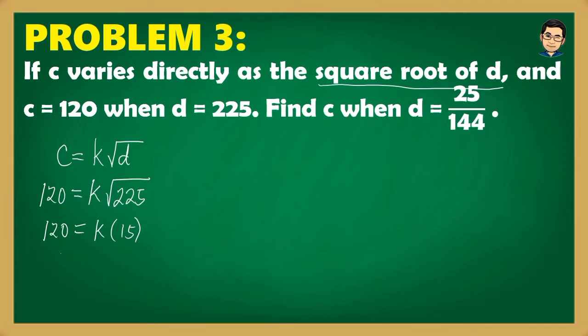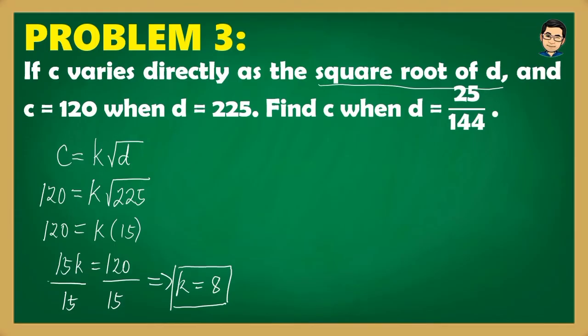And then, it will become 15K equals 120. Now, we divide both sides by 15. So, the value of K is 120 divided by 15, and that is 8. So, the value of K is 8. Next, para kunin natin yung C, sulat ulit natin yung C is equal to K square root of D. And then, isubstitute natin yung nakuha nating value ng K tsaka yung value ng D. So, C is equal to, the value of K is 8.